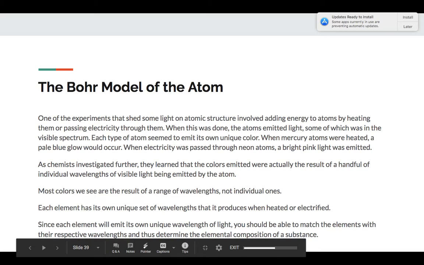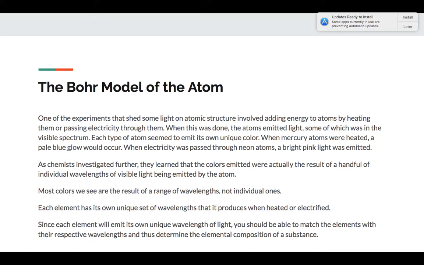This week we're going to be talking about the atom and different models of the atom. So today we're going to start off with talking about the Bohr model of the atom.